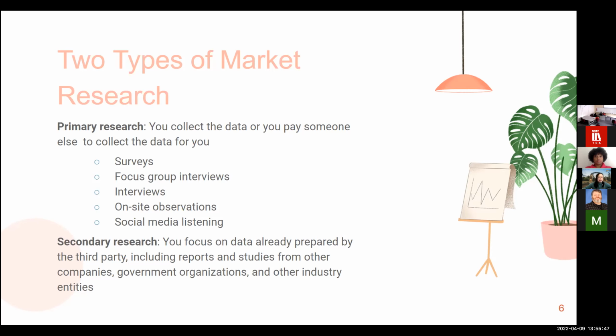However, given the time constraints for the students to write up their marketing plan within 2 weeks, it is really hard for them to complete primary research within this time frame. Because of this, if primary research is not feasible, secondary research would be a good choice too. This type of research focuses on data already prepared by a third party, including reports and studies from other companies, government organizations, and other industry entities.